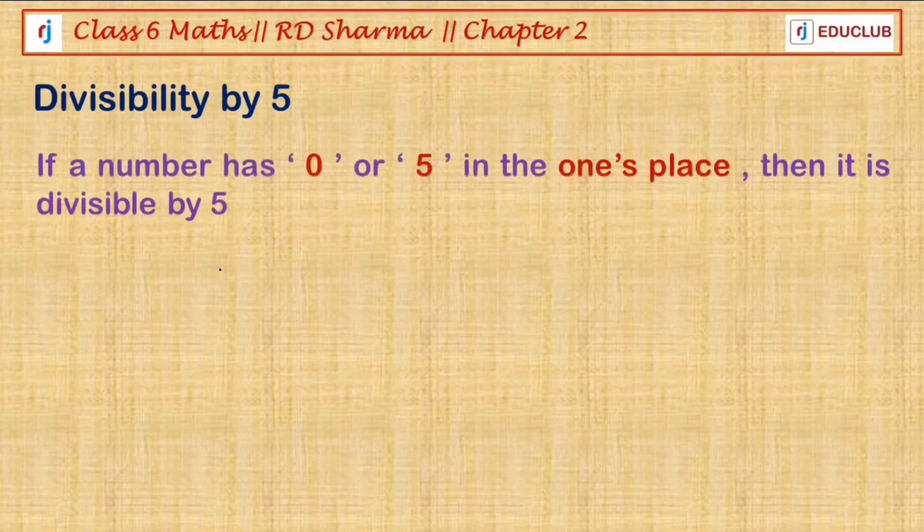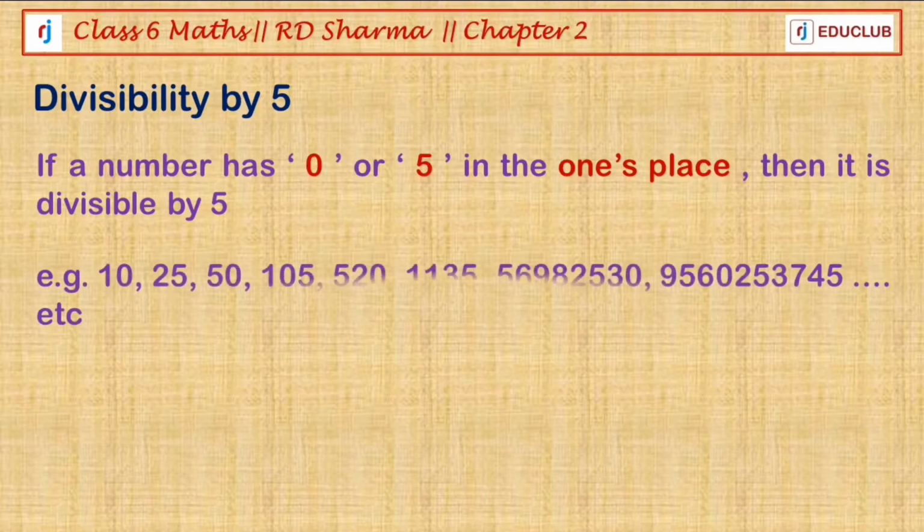If a number has 0 or 5 in the ones place, then it is divisible by 5. Any number having 0 or 5 in the ones place. For example, this number has 0 at the ones place, this has 5 at the ones place, this has 5 at the ones place, this has 0 at the ones place. So these are some of the numbers. Any number having 0 or 5 in the ones place is divisible by 5. Let us see practically whether it is so or not.